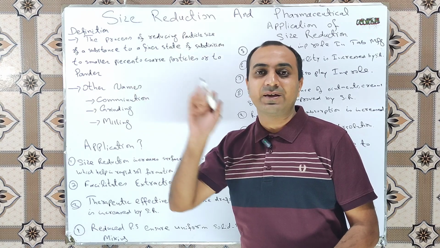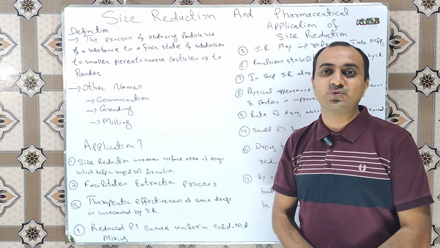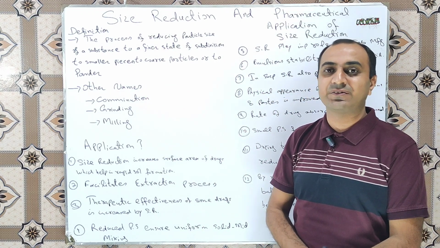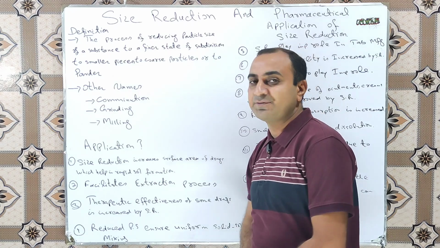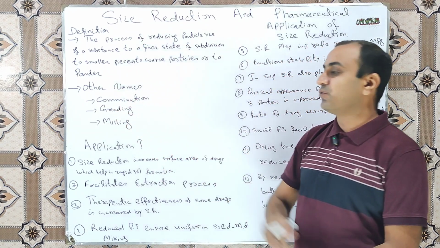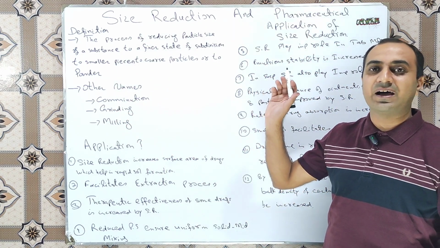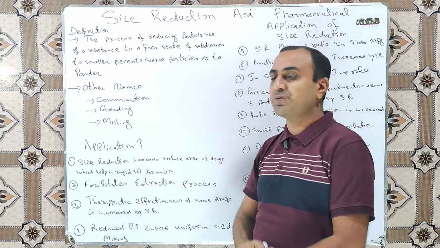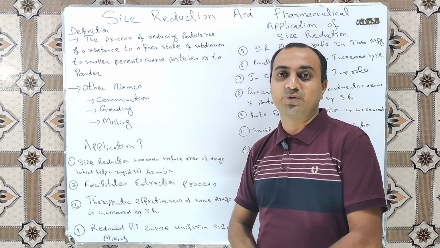What are the other names or terms which are used for the size reduction process? Size reduction is also known as comminution. It is also known as the grinding process or milling process.